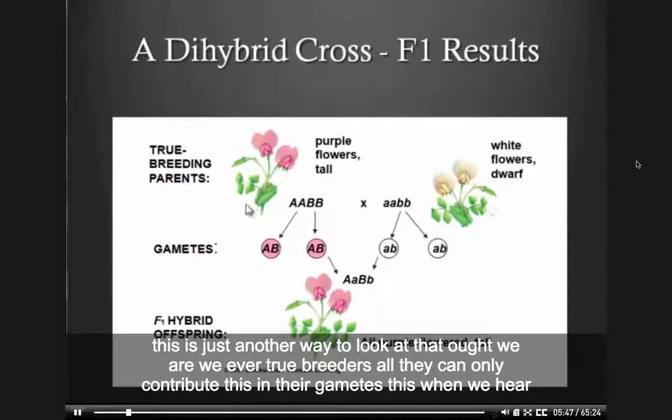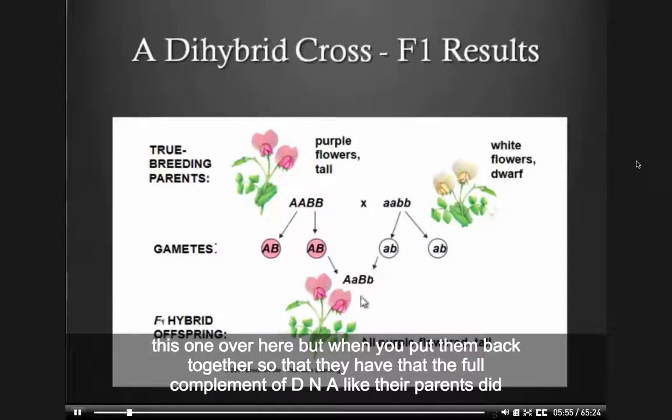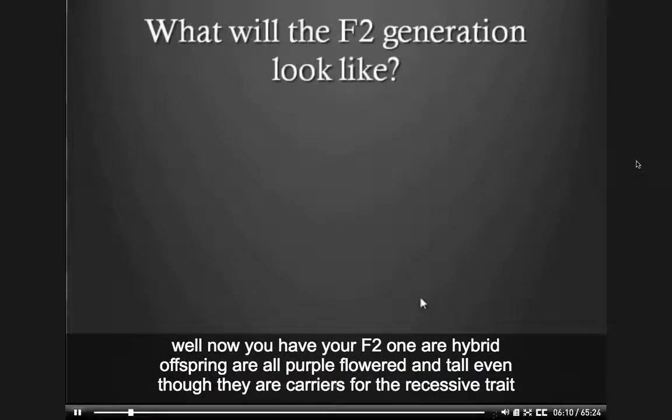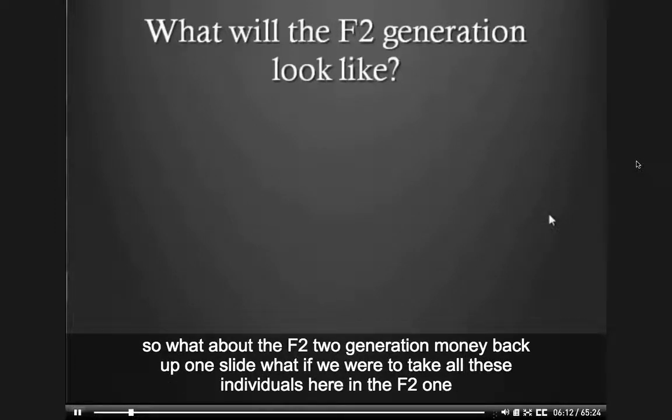This is just another way to look at that. Here we have our true breeders. They can only contribute this in their gametes, this one over here, this one over here. But when you put them back together so that they have the full complement of DNA, like their parents did, well, now your F1 hybrid offspring are all purple flowered and tall, even though they are carriers for the recessive trait. So what about the F2 generation?